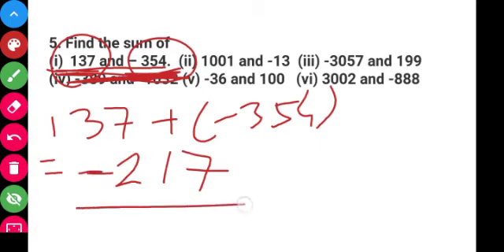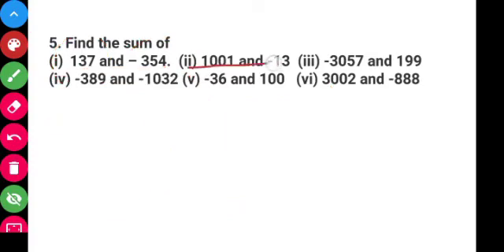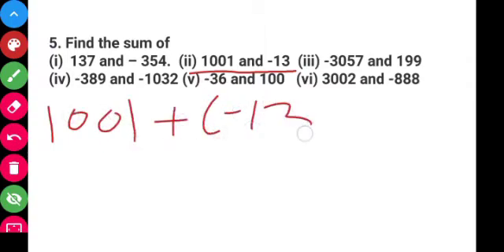So the answer will be minus 217. Understand? Now similarly, in the second part, it is given the sum of 1001 and minus 13. So 1001 plus minus 13. It is asked for the sum of this and this, so this plus minus 13. When you write a negative number, put it in brackets.